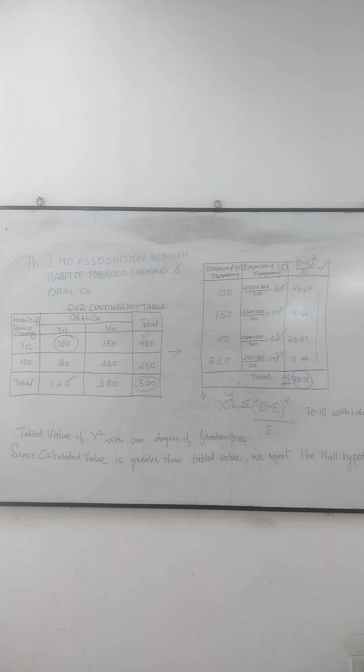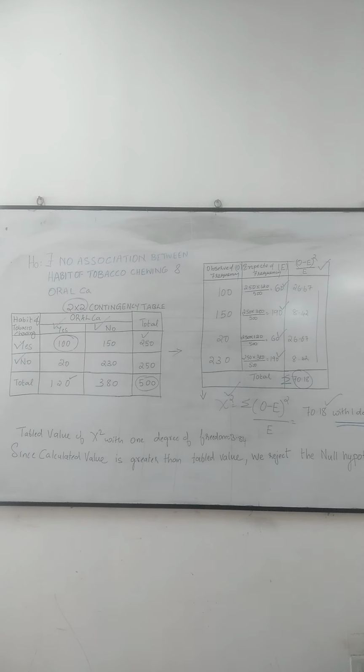So how will you calculate degrees of freedom? This 70.18 is not written as such. It is always accompanied by the term, with 1 degree of freedom. So what do we mean by degree of freedom? Degree of freedom can be calculated using the formula (row minus 1) into (column minus 1). So how many rows and columns are there in the contingency table? 2 rows and 2 columns. Totals we won't consider, only the values. That is why it is called a 2 by 2 contingency table.